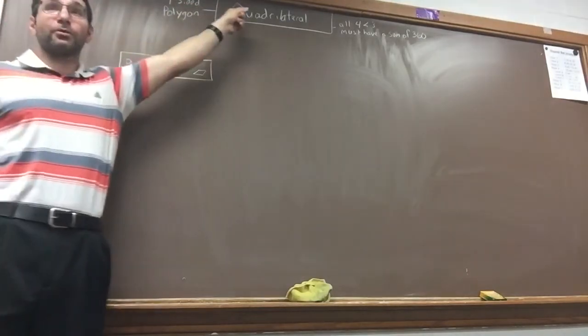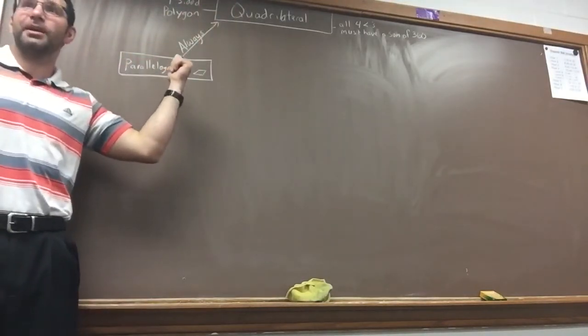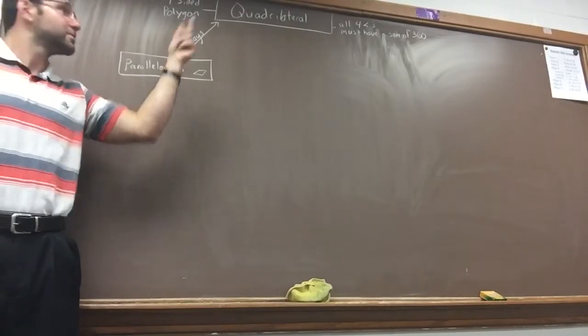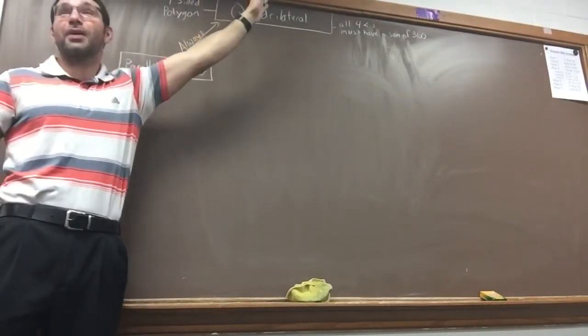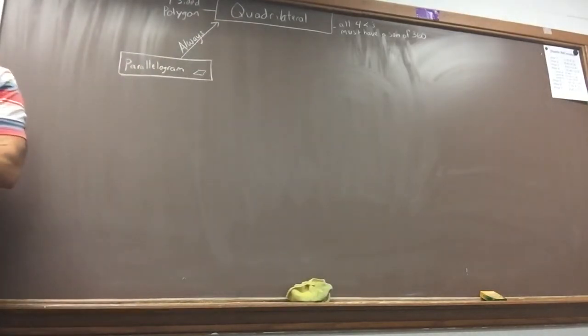Will a quadrilateral always be a parallelogram? No. Does the arrow go down? No. A parallelogram is always a quadrilateral, not the other way around. Everybody still with me? So, now we're going to come back over here.